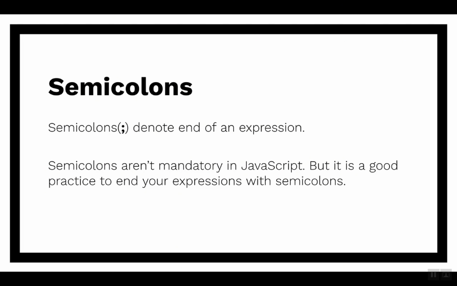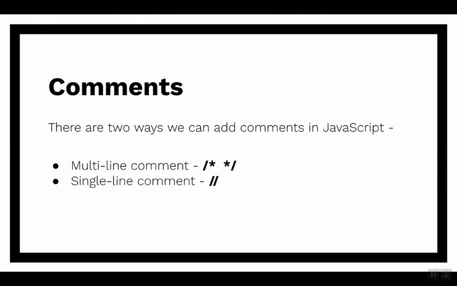Semicolons. Semicolons are like full stops for your expressions. In the same way the English language has a full stop to make sure that the sentence has ended, we have semicolons in programming languages, especially in JavaScript, where we denote that the expression has ended. These are not mandatory in JavaScript, since JavaScript is an interpreted language. But it's always good practice to end your expressions with semicolons.